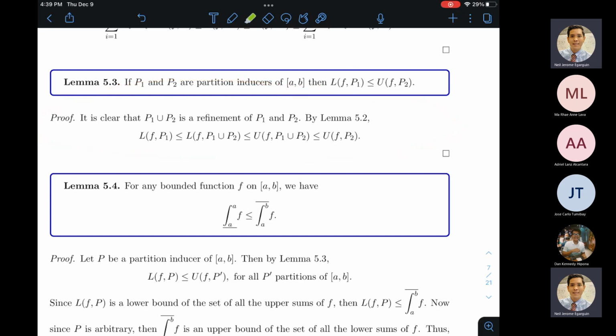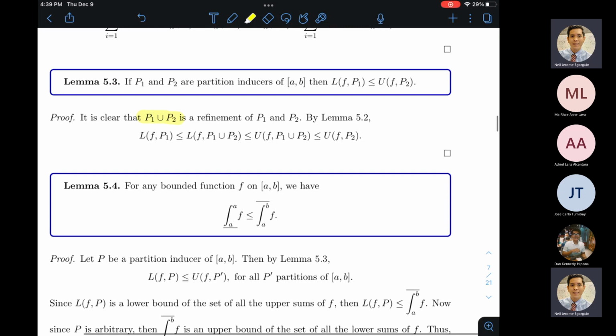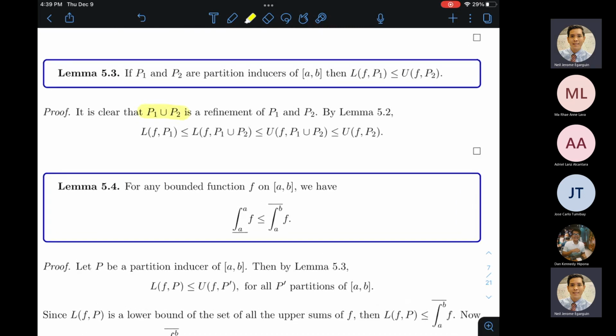All right. So ang ginawa niya, kinonsider niya yung P1 union P2. Okay? Which again is a partition inducer ng set AB. After reordering the elements of P1 and P2 appropriately, pwede mo siyang magawang isang partition inducer. And P1 union P2 is definitely a superset of both P1 and P2. So definitely P1 union P2 is a refinement of both P1 and P2. All right? Tapos mag-start tayo sa isang inequality na alam na natin.